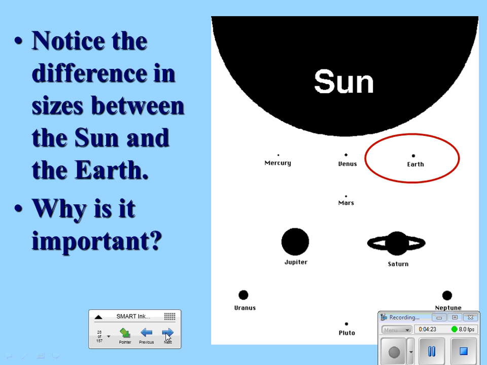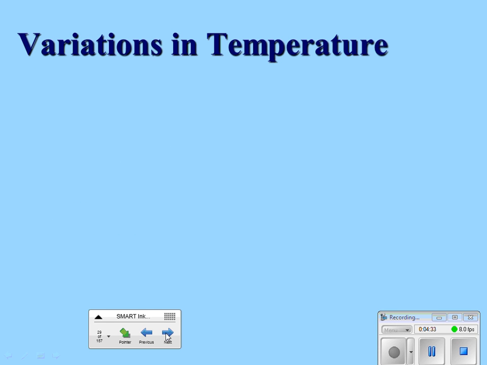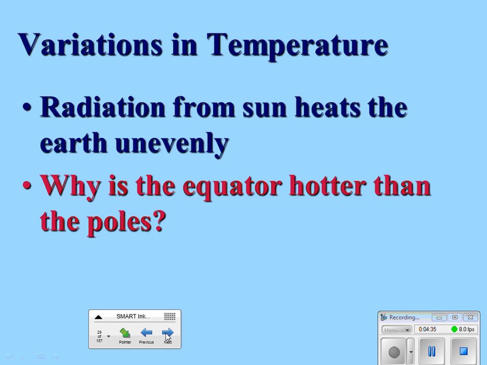Why do you think it's important to discuss the difference between the size of the sun and the Earth? Really, so we can talk about the variation in temperature. Radiation from the sun is going to heat up the Earth unevenly. Think about seasons when we talked about those. Why is the equator hotter than the poles?